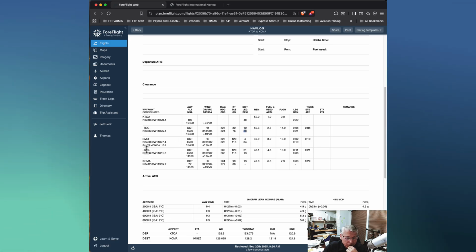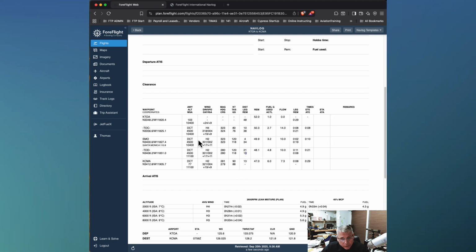All right. And then top of descent, we're starting at 4,500 feet, and we need to plan our descent. We need to start descending so that we don't end up at 4,500 feet over the airport. So we want to have a thoughtful way to plan that. And this top of descent is where we begin that descent. And again, that's 21 nautical miles from our start, or 13 nautical miles from Camarillo. That's the last leg, the remaining distance on that.